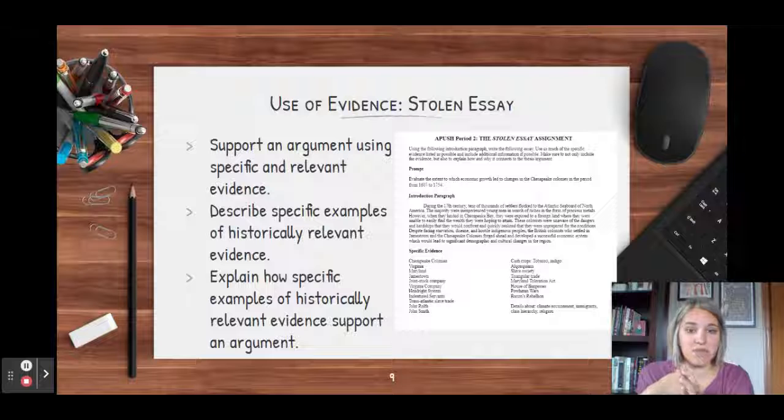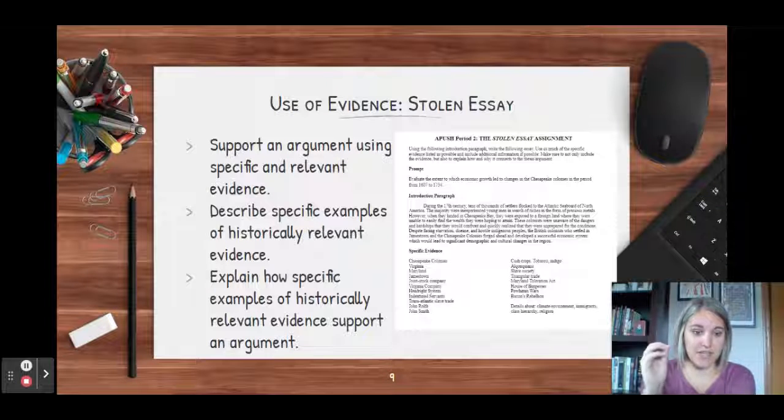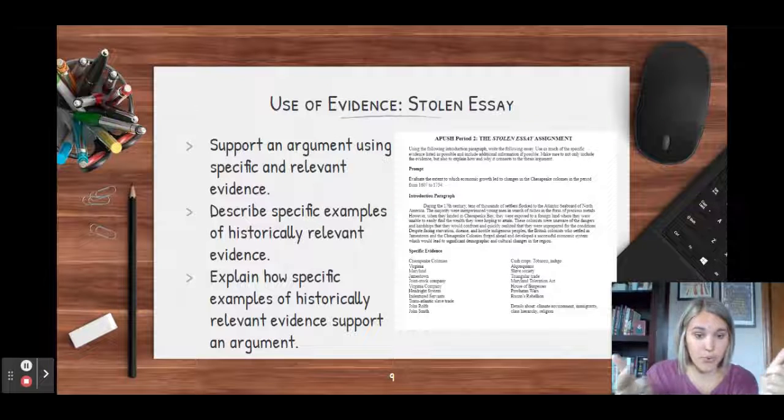All right, so then last here is the stolen essay assignment. This is usually a big hit with my students because I've done the preemptive work for you. This is where we're really focusing on using evidence. What I've done here is I've created a prompt: evaluate the extent to which economic growth led to changes in the Chesapeake colonies in the period from 1607 to 1754. So that's the sample prompt.